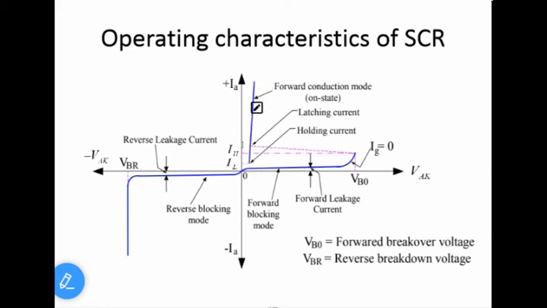Here it is represented with blue color. This is called the forward conduction region, where the SCR acts like an on switch. In the forward blocking region, the SCR acts like an off switch. Here the SCR acts like an on switch. Here, off. Here, it is on.